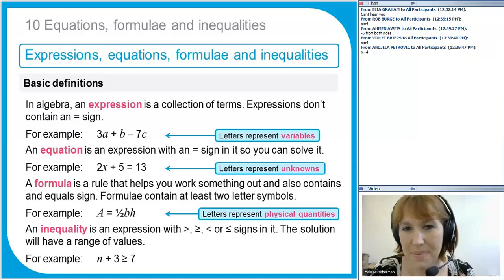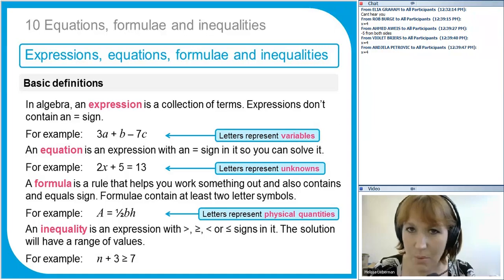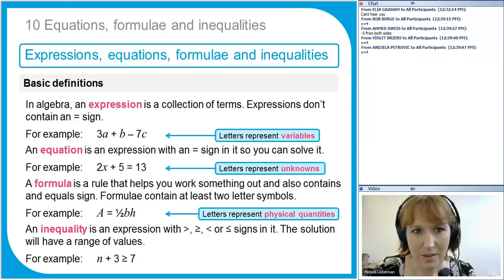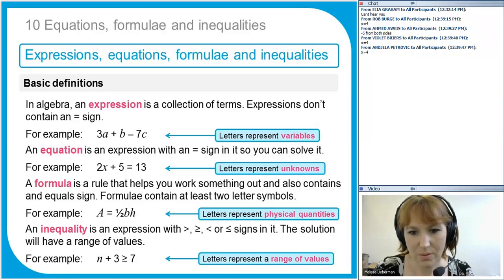So if n is 4 or more, then it will solve this inequality. So in this inequality, there's a range of values because n can be any number bigger than 4, because any number bigger than 4 will make this statement true. So in an inequality, you've got a range of solutions, but you solve it in a very similar way to an equation. And I'll go through the steps later on, if not in this lesson, we'll do it another time. So it's a range of values.